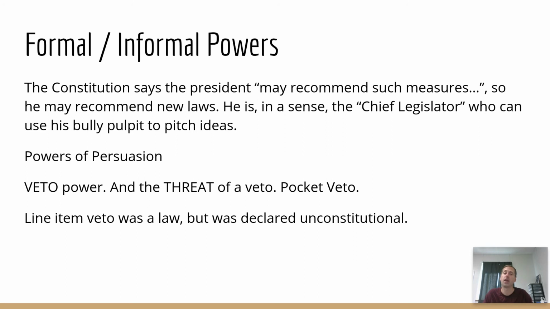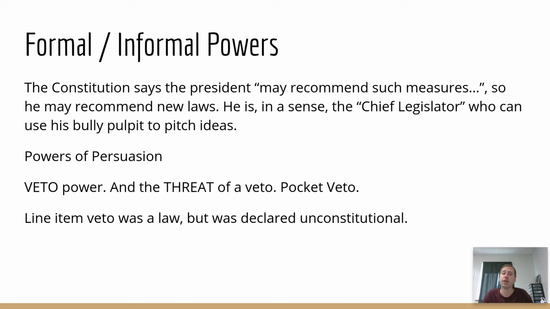And the line item veto dealt with the budget. And this was a Republican Congress that passed a bill saying that the president has the power to veto certain parts of the budget, to veto certain lines of the budget. So if the president said, no, we're not going to spend this much on this bridge, I'm going to approve everything else, but I'm going to veto these lines.